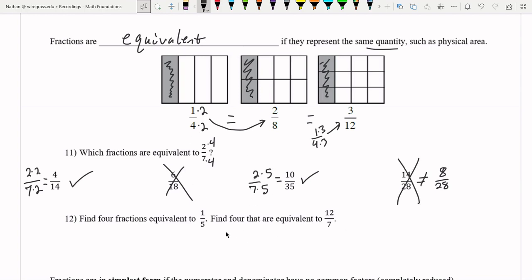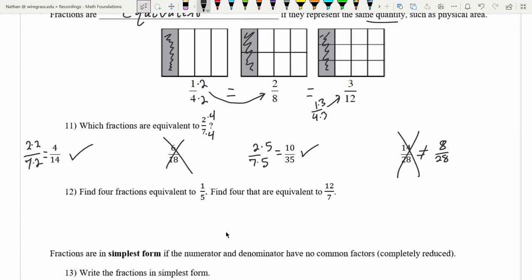Okay, find 4 fractions equivalent to 1/5. Find 4 that are equivalent to 12/7. Well, this is very easy to do. Just multiply top and bottom by something so that you get the same thing. So multiply by 2, we get 2/10. Multiply by 3, we get 3/15. By 4, we're going to get 4/20. By 5, 5/25. By 6, 6/30, and so on. I could do that as many times as I want.